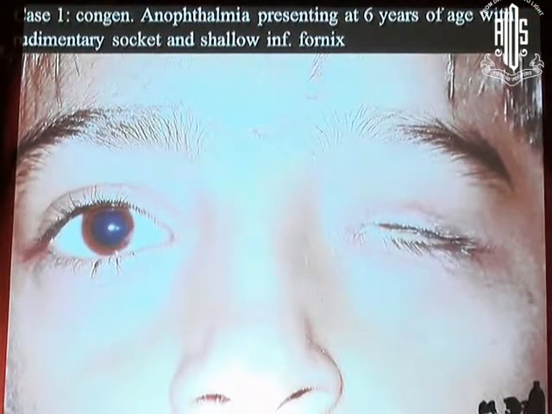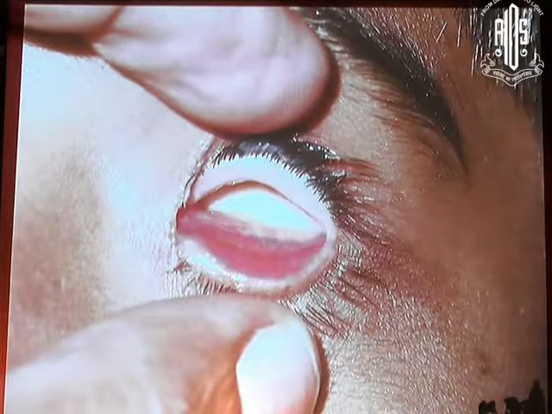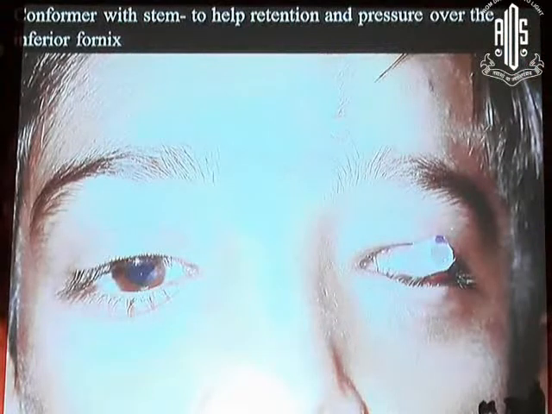This child presented at 6 years of age, and is not with congenital anophthalmia. Fortunately, his sockets were reasonably well developed, so that even though the fornix was shallow, we could give him a prosthesis conformer which can be accommodated given his fornix depth, and we gave a stem on the conformer so that we could press on the conformer using a microboard that will help form the inferior fornix. That's how it looks.